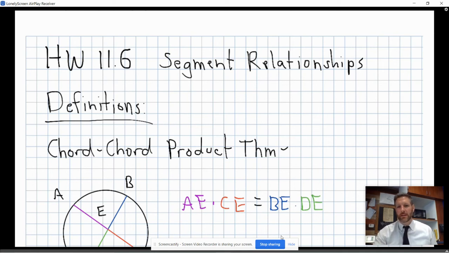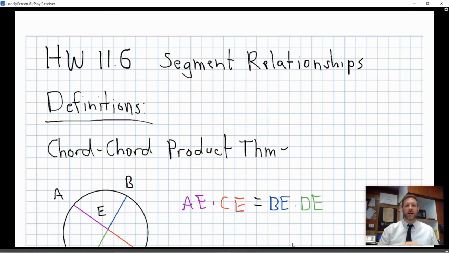We are on to 11.6. A couple more lessons left in chapter 11, and we're nearly done. This is on segment relationships. And well, all I can say is it's going to answer all the questions you never had about lines and segments with circles. So here we go.